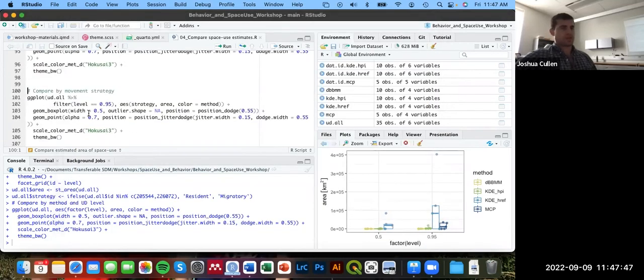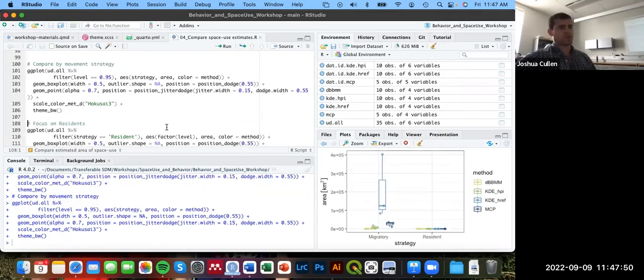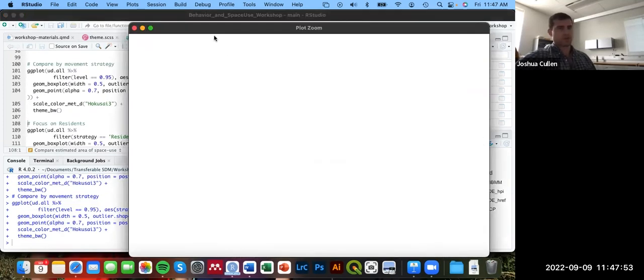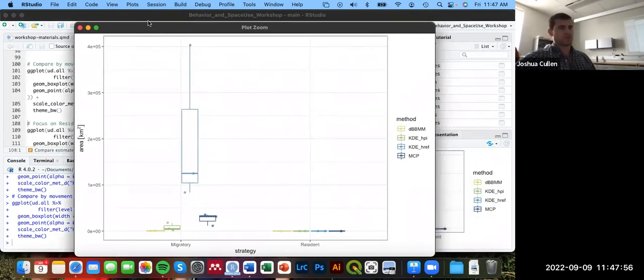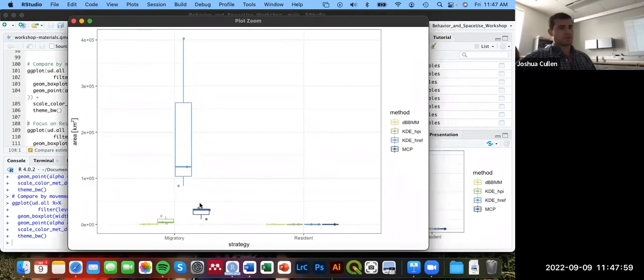And if we account for the movement strategy, so whether they're resident versus migratory in this case, since we did notice that there were some differences. For the migratory individuals, it does appear that there are, again, large discrepancies in these 95% contours, where the dynamic Brownian bridge movement model and the plug-in method for kernel density estimation are quite small by comparison to the reference bandwidth method for kernel density estimation and the minimum convex polygon. But for the residents, the two resident individuals, there's essentially no difference, at least in the area that was estimated that it's using.